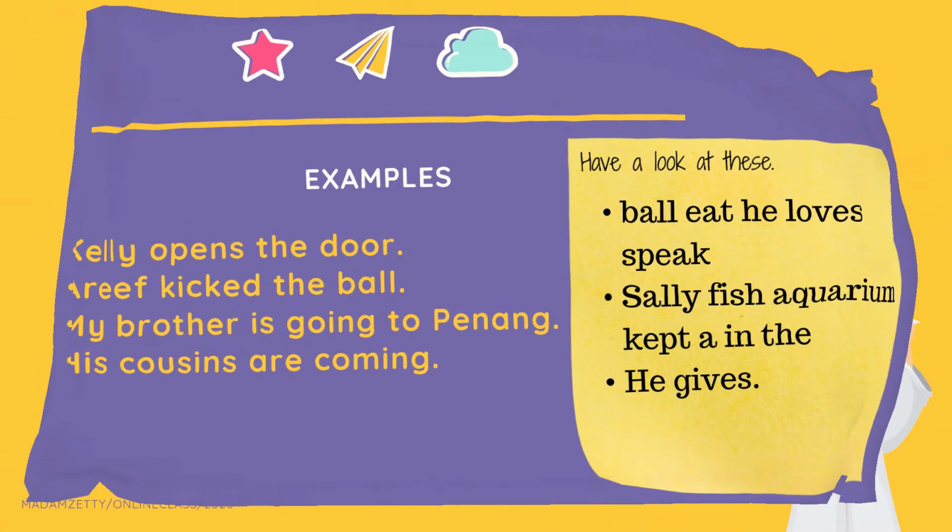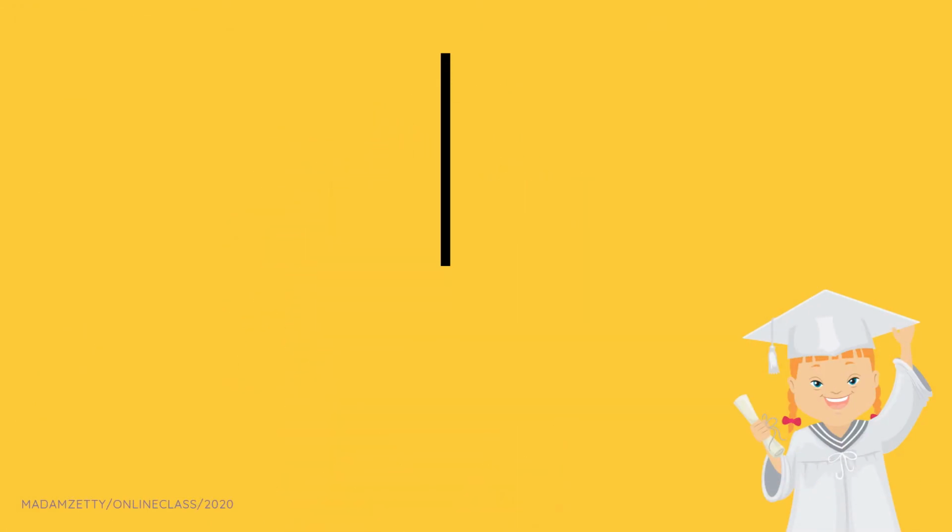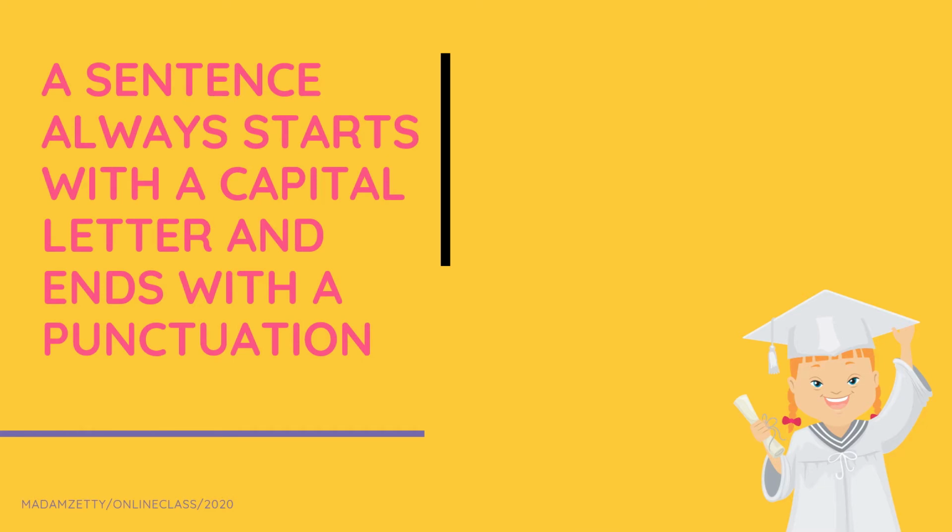Alright, next one. It is very important to bear in mind that a sentence always starts with a capital letter and ends with a punctuation. Okay, macam biasa kita dah selalu belajar, sentence akan bermula dengan huruf besar, capital letter. Please be careful when you do writing in English, even in VM, it's the same. Must remember the first letter must always be in capital. Okay, and then at the end of the sentence there must be a punctuation mark.